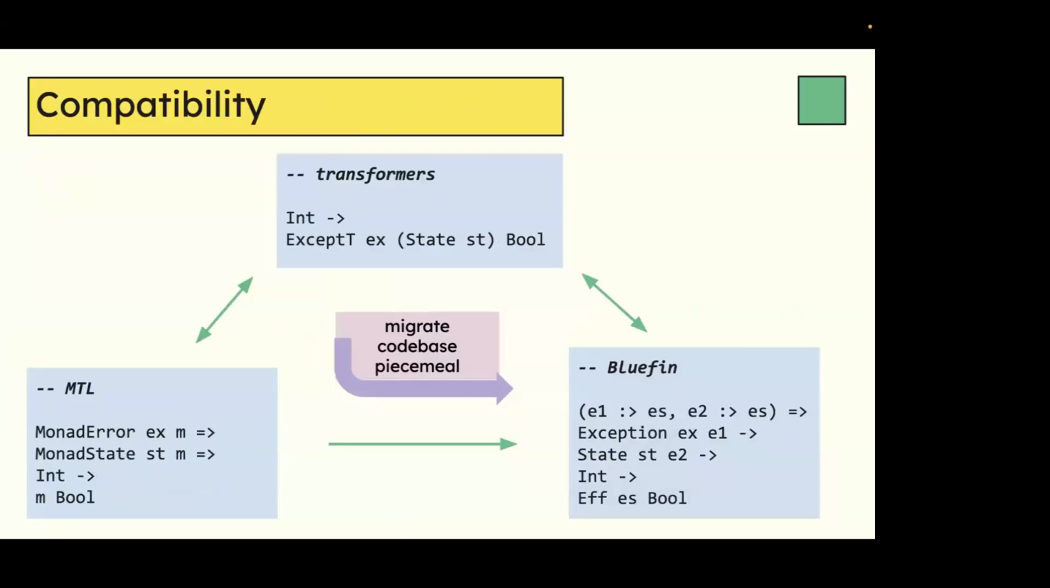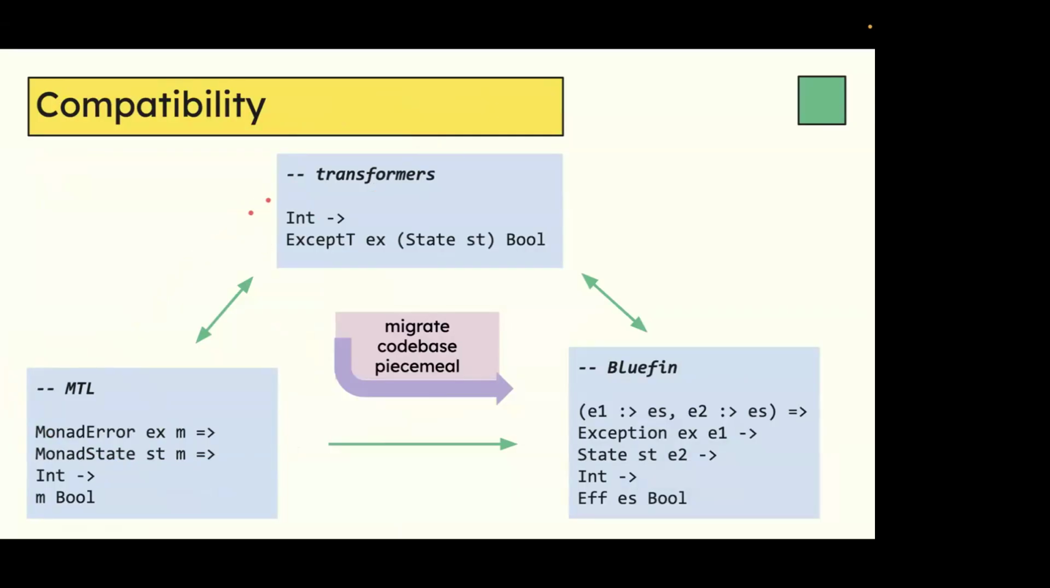Now, I've been converting our code base piecemeal. It started off as a mixture of MTL and transformers, concrete transformers. And I've been converting it bit by bit to Bluefin as the need arose. And I've actually found this very straightforward. So MTL and transformers are kind of interconvertible fairly straightforwardly themselves.